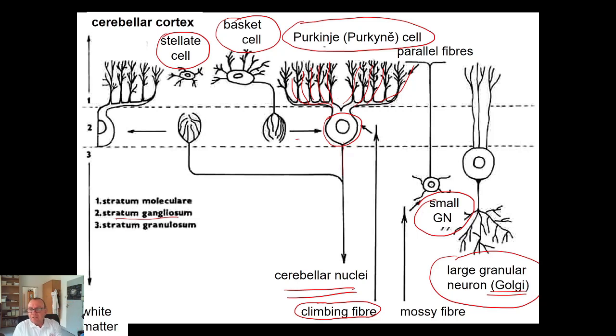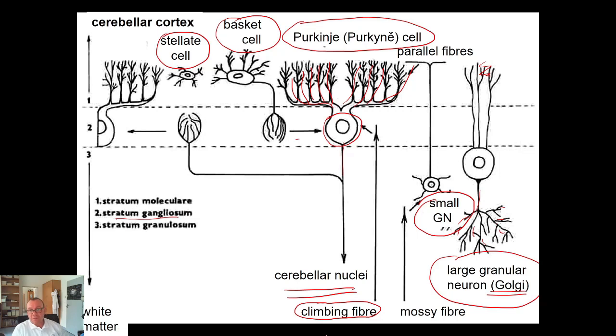These large granular or Golgi neurons have an opposite orientation. Their dendrites go up to the molecular layer here, but axons are branching near the body, coming to synaptic contact with small granular neurons and don't leave the granular layer of the cerebellum.